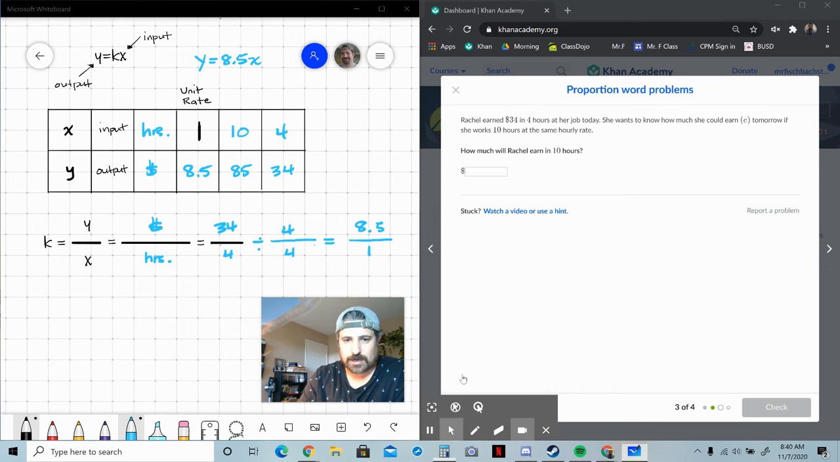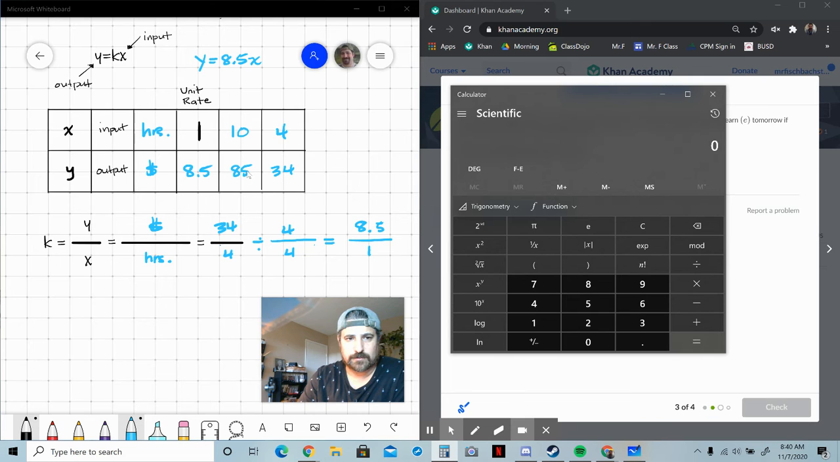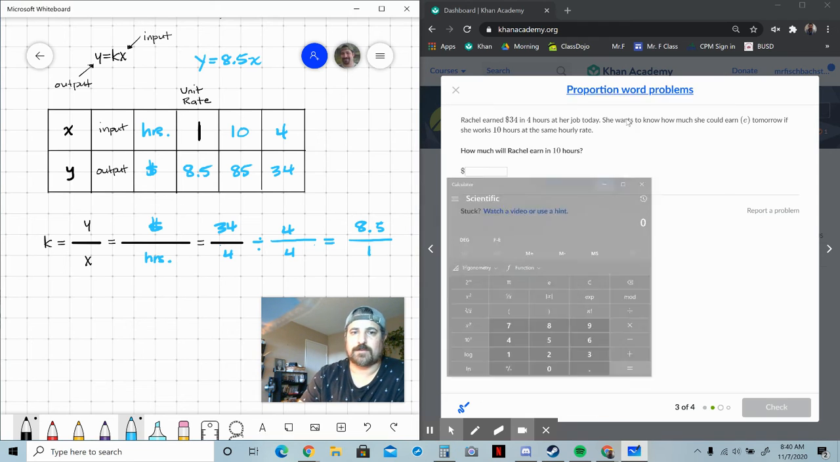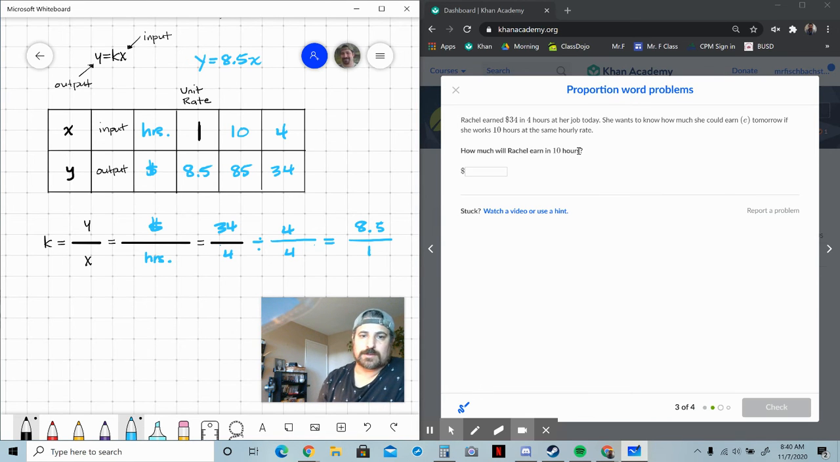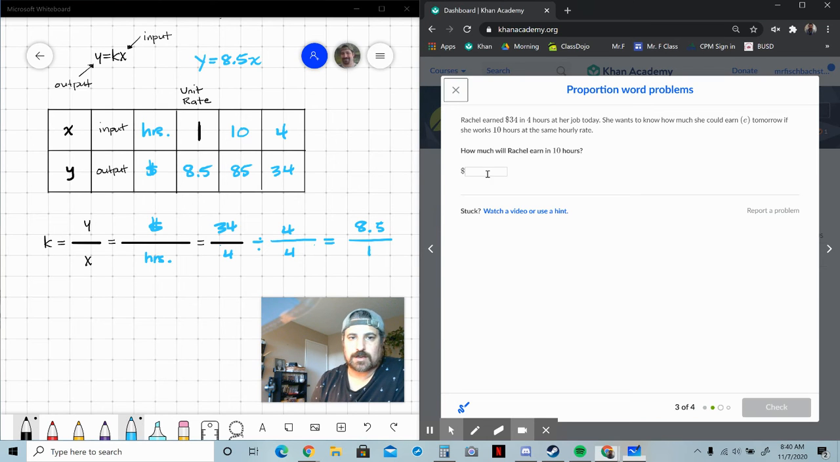And if you were to check it real quick on a calculator, you just do y over x and make sure it stayed the same. So 85 divided by 10 is 8.5. 34 divided by 4 is 8.5. And of course, 8.5 divided by 1 is also 8.5. So the ratio of y over x always stays the same. Hence, we have the correct understanding. So this is going to be 85.